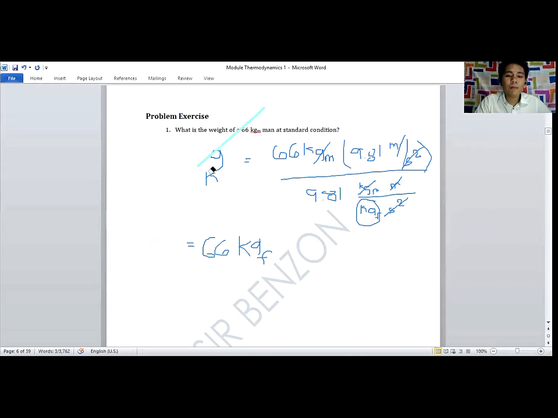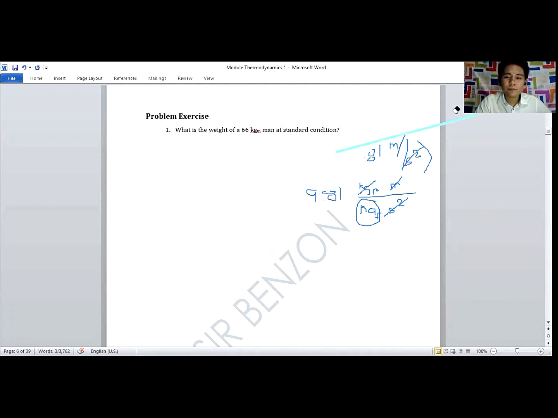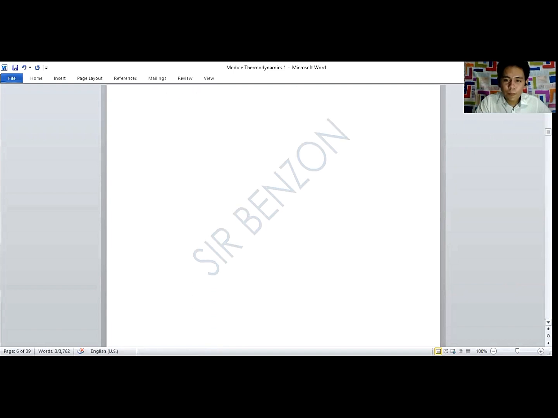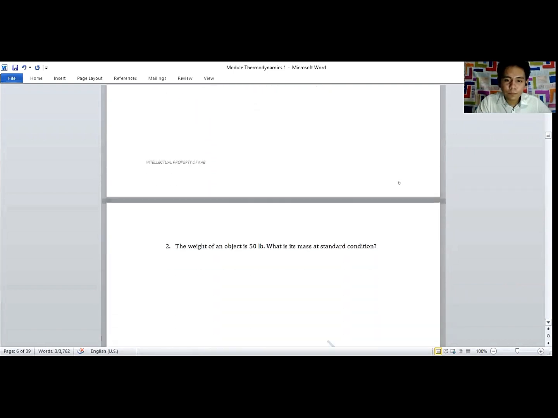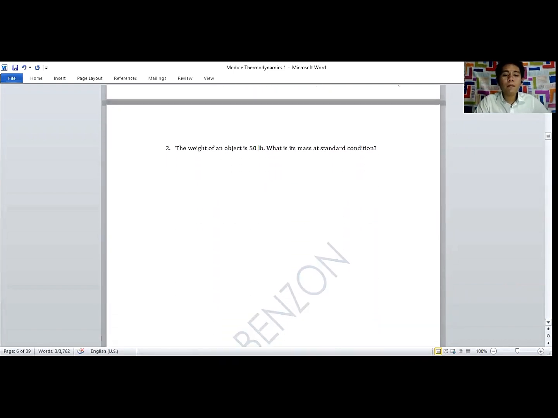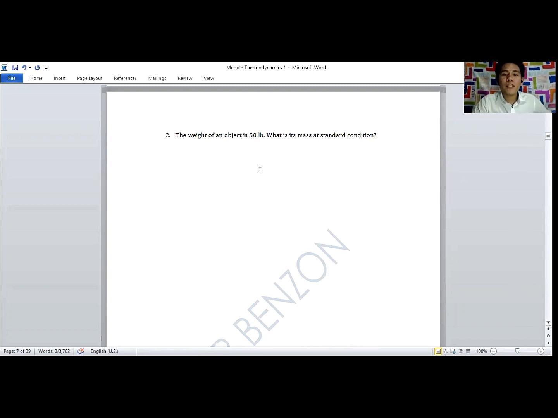Okay, let's go to problem number 2. I am going to erase this first. Problem number 2: the weight of an object is 50 pounds. What is its mass at standard condition?